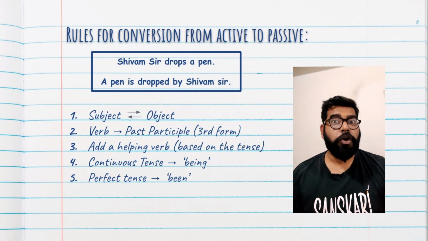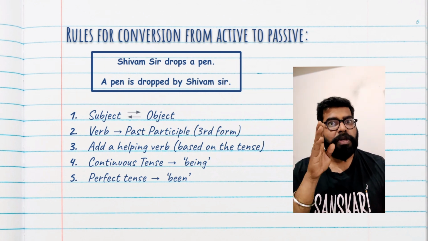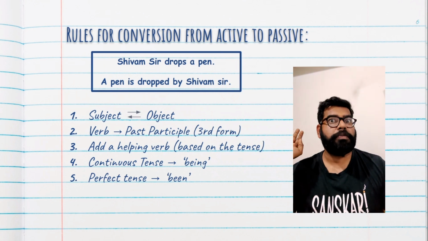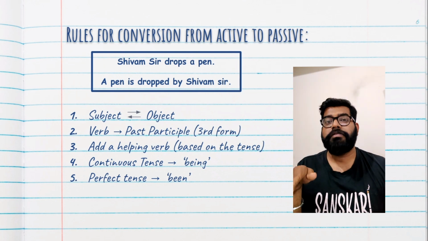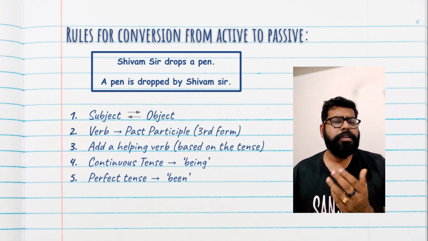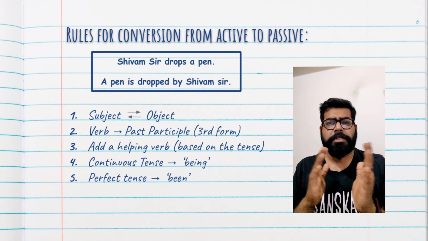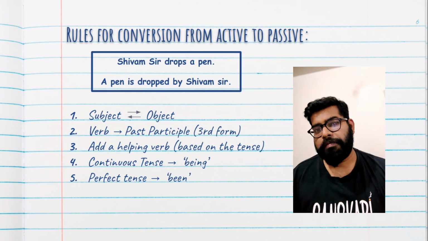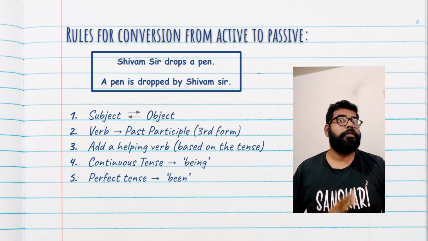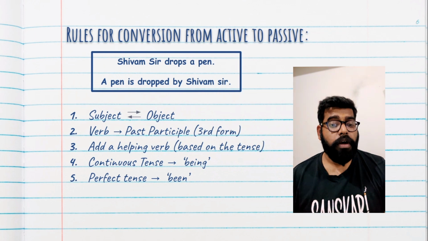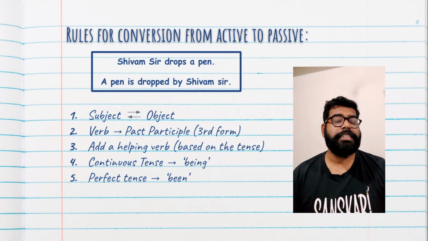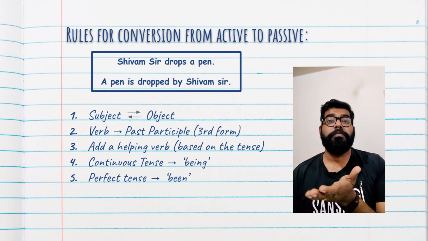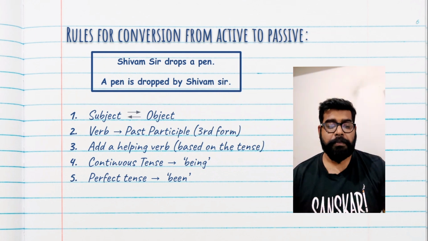Just like for go, it is go, went, gone: go the present form, went the past form, and gone the past participle form. Sing, sang, sung. Sing is the present form, sang is the past form, and sung is the past participle form. Similarly, sometimes the past form and the past participle form are similar, so dropped is the past participle form. So we have to use the third form of the verb when we're converting from active to passive. Also, we have to add a helping verb depending on the tense of the sentence. If the sentence is in present tense, as it is here, Shivam Sir drops a pen, we will use the helping verb is.